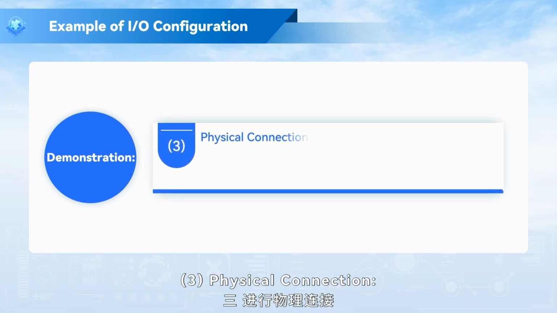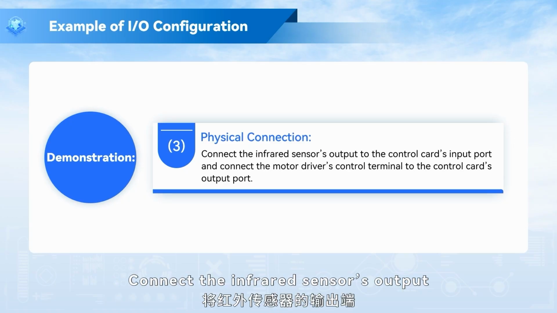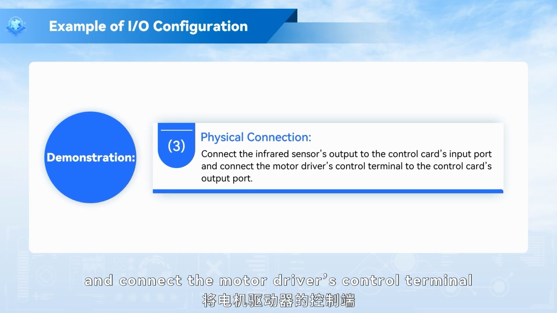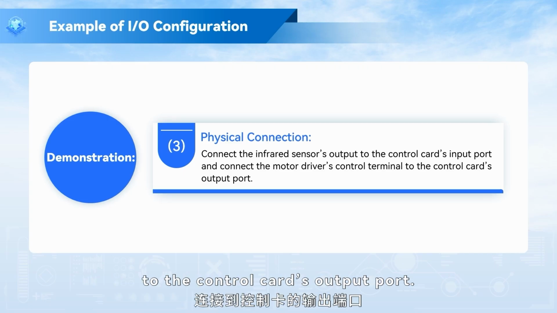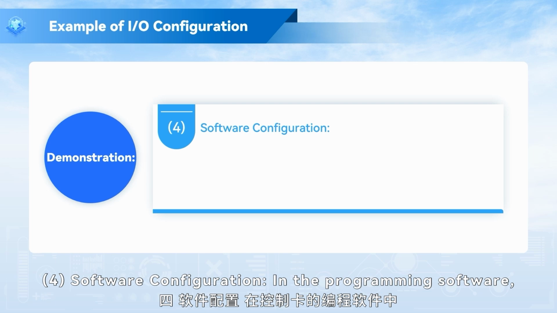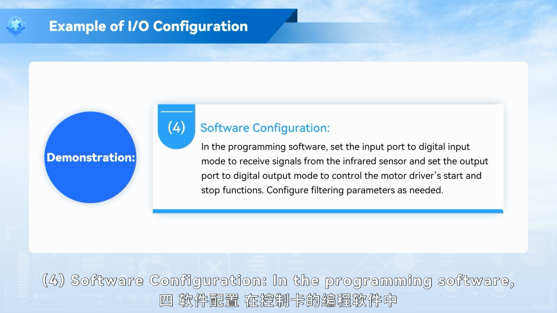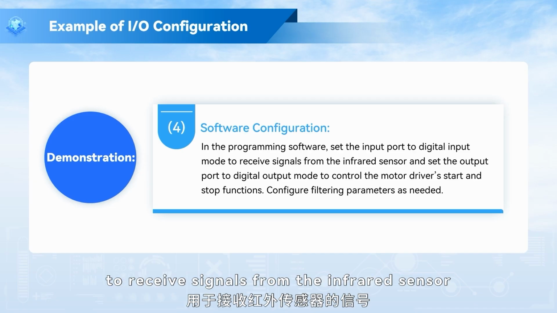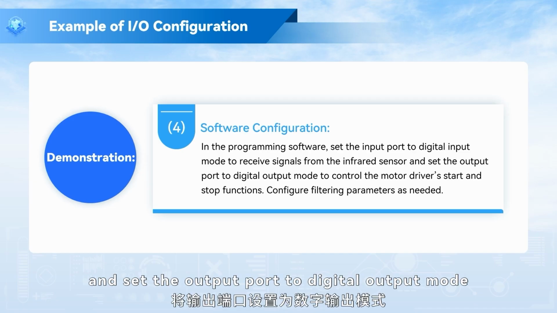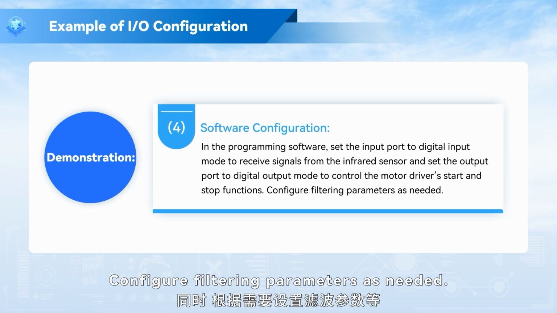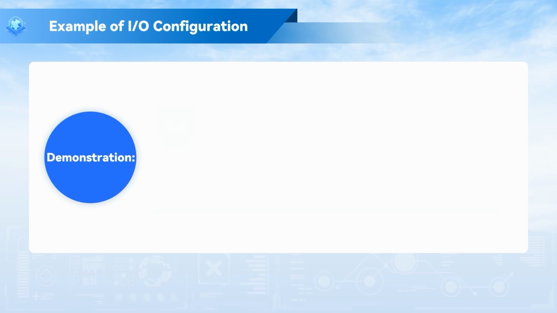3. Physical connection. Connect the infrared sensor's output to the control card's input port, and connect the motor driver's control terminal to the control card's output port. 4. Software configuration. In the programming software, set the input port to digital input mode to receive signals from the infrared sensor, and set the output port to digital output mode to control the motor driver's start and stop functions. Configure filtering parameters as needed.